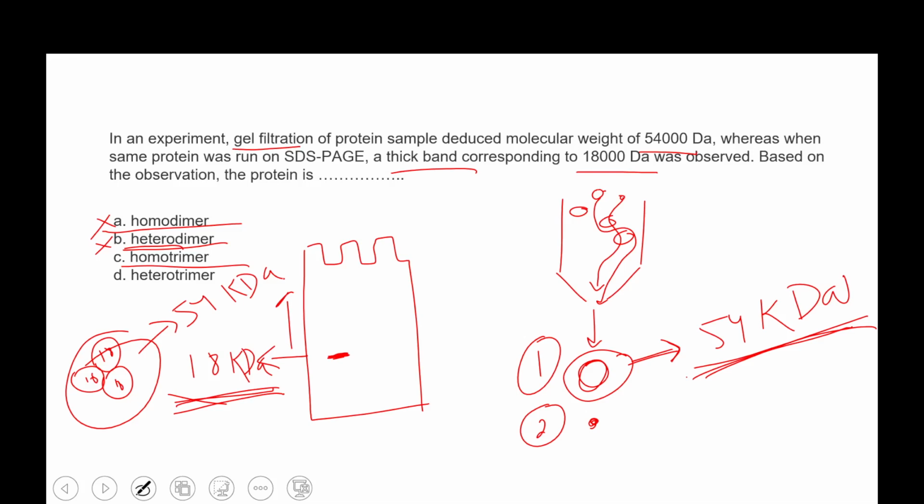And because in gel filtration you are eluting the protein in its native form, that is why it is coming as 54 kilodalton. So this is the quaternary structure of the protein, because more than one unit is joined. And when it is run on SDS-PAGE, which has denatured all the interactions, all three 18 kilodalton subunits are separated from each other, and because they have a similar size, they come at the same size. So that is the reason you are getting an 18 kilodalton band.